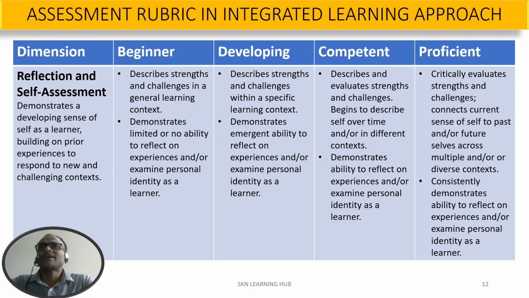Students who describe and evaluate strengths and challenges, begin to describe self over time and in different contexts, and demonstrate ability to reflect on experiences and examine personal identity as a learner will be assessed as competent. Students who critically evaluate strengths and challenges, connect current sense of self to past and future selves across multiple and/or diverse contexts, and consistently demonstrate ability to reflect on experiences and examine personal identity as a learner will be assessed as proficient.